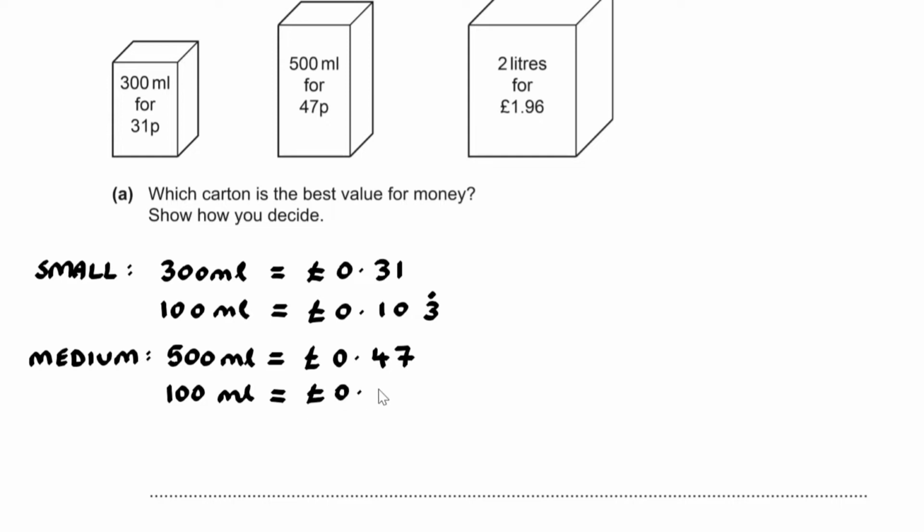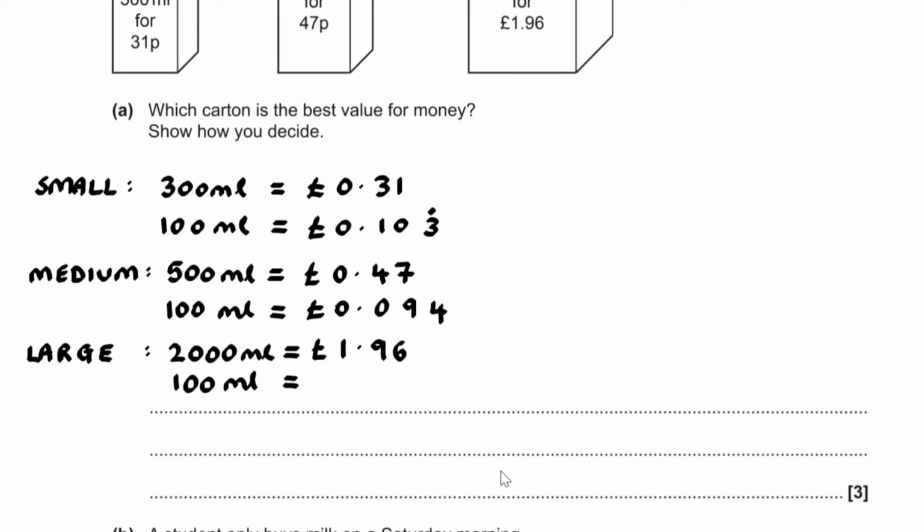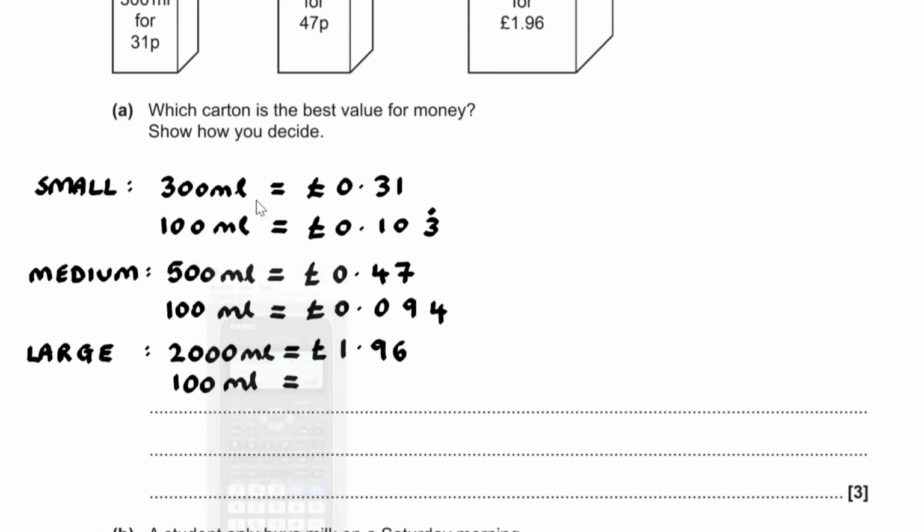So we've got 0.094. And if I take a look at the large, well, I've got 2 litres. Well, 2 litres is the same as 2,000 milliliters, and I want to find out how much this is. Well, that's equal to £1.96. I want to find out what 100 milliliters is worth, and I can do that by dividing through by 20. 196 divided by 20 is 0.098.